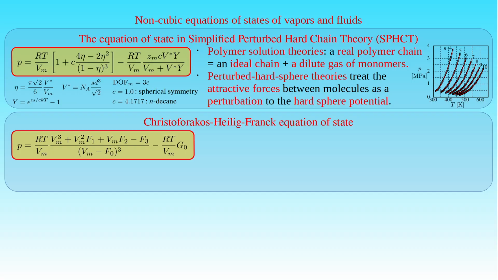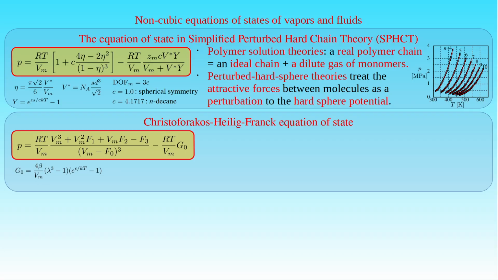The attraction term has the pressure correction factor G0, which has different forms for the original and the generalized versions of the equation of state. In the original equation of state, this factor describes the effects of a square well potential model of attractive forces between molecules, and it is defined by 4 times beta over Vm, times lambda squared minus 1, times the exponential of the energy epsilon over the Boltzmann constant k times the temperature T, minus 1.